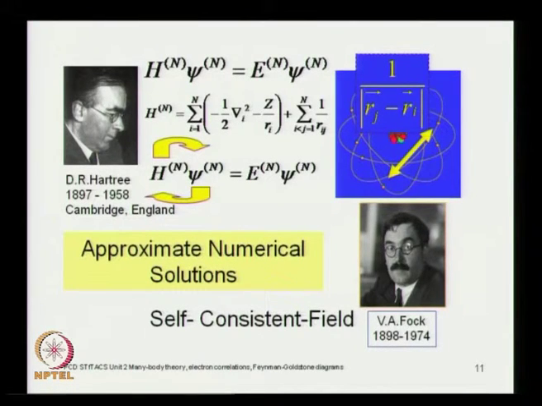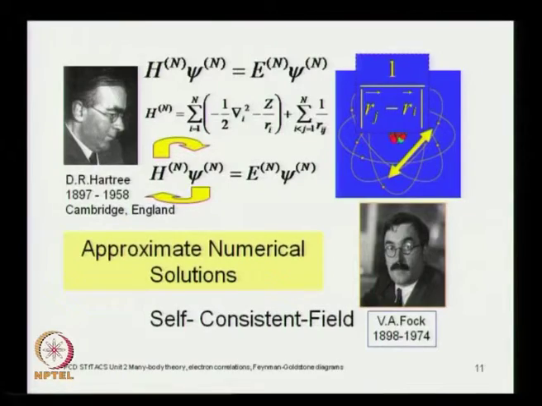For a molecule where there is more than one nucleus, you can carry out the Born-Oppenheimer approximation, or you can do even better than that, but that is a matter of detail.